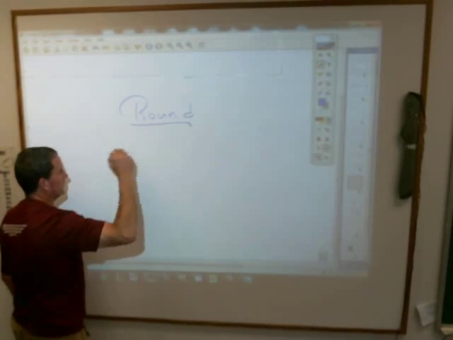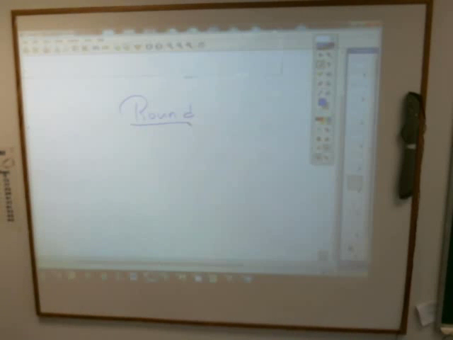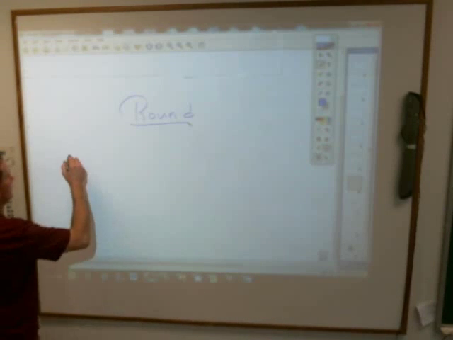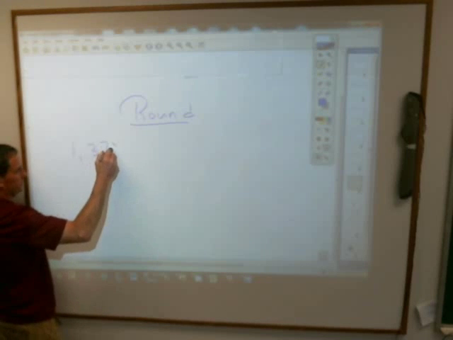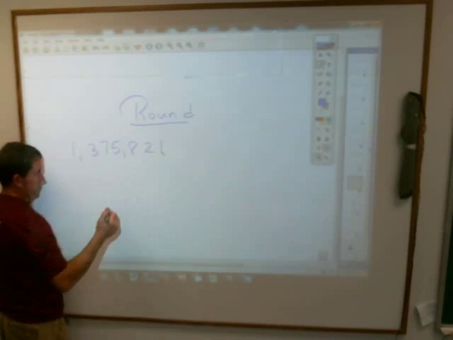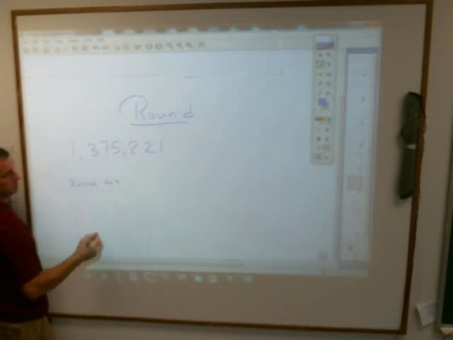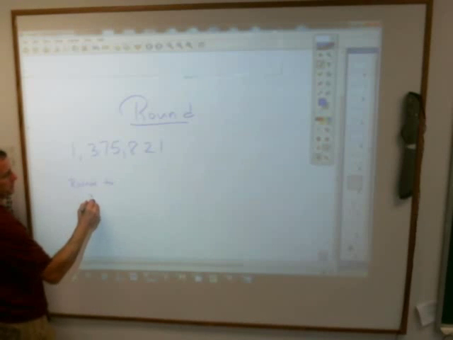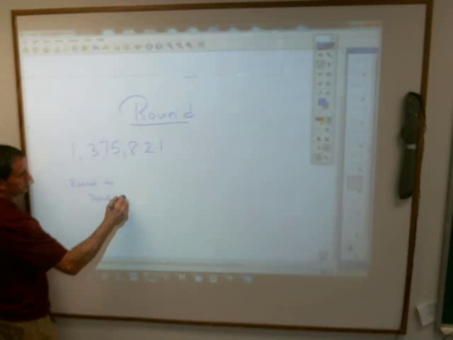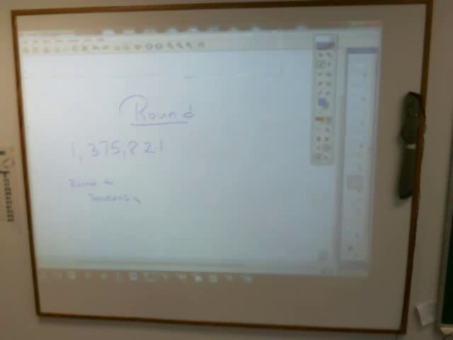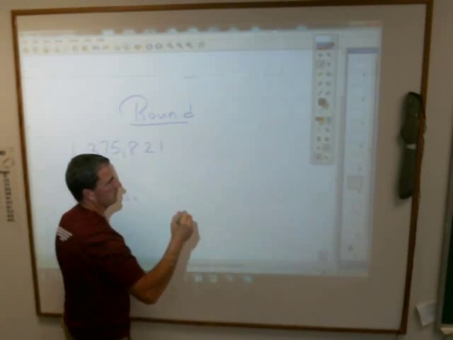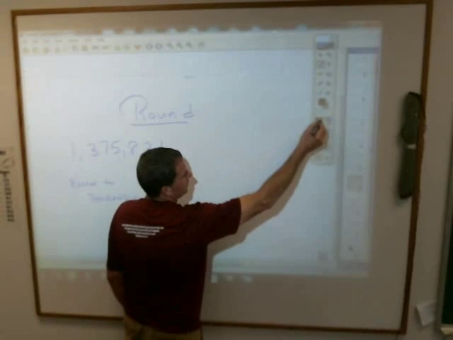I will just briefly go through this. Let's say you've got 1,375,821. And I asked you to round to the nearest, I don't know, 1,000. We've done this in fifth grade, so I'm not gonna say. What would that number be rounded to the nearest 1,000? Just to make sure everybody's pretty sharp on this here.